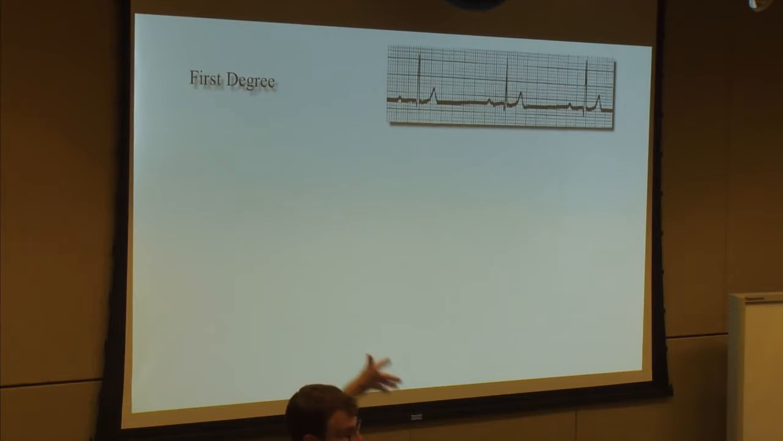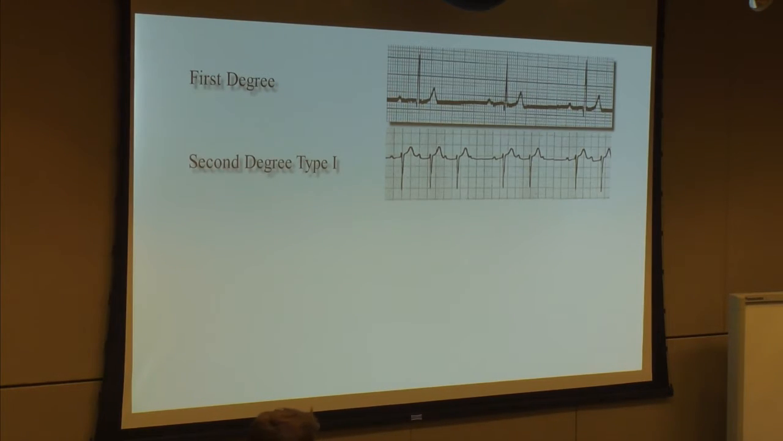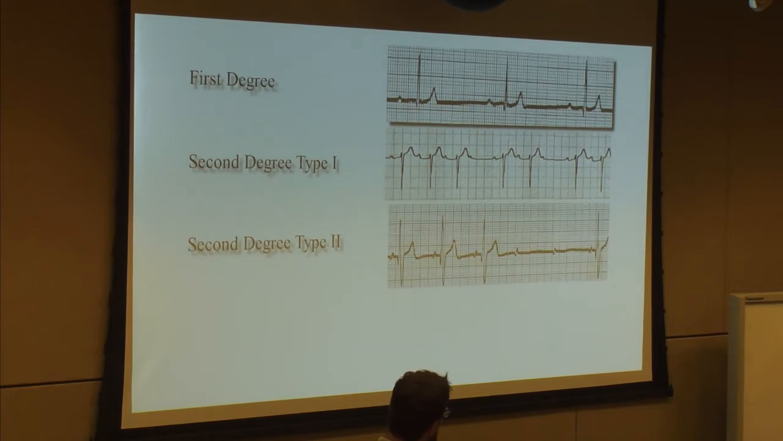First degree, we talked about that. Long PR, wide PR, right? Second degree type 1, I have this gradual increasing and then a dropped beat. So it's less severe than second degree type 2, which has a consistent interval and then dropped beats. This one is less dangerous than this one. And how do I distinguish the two?